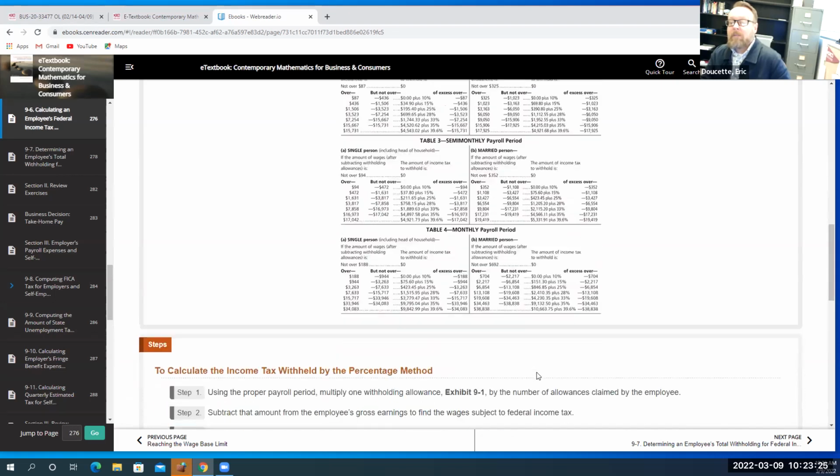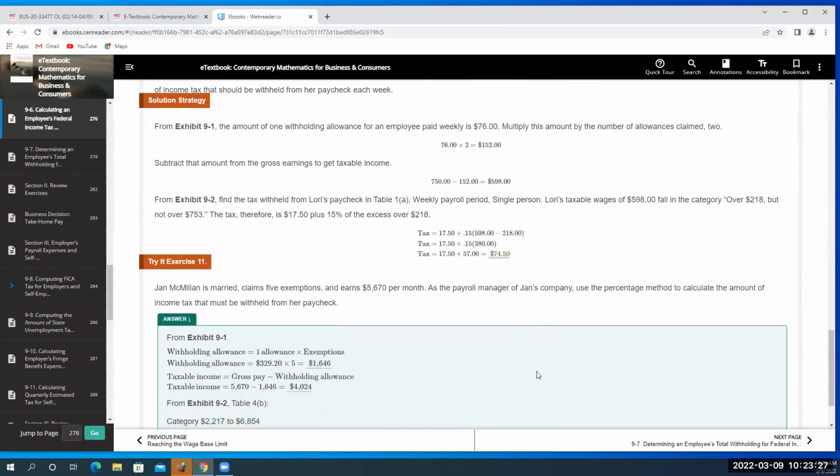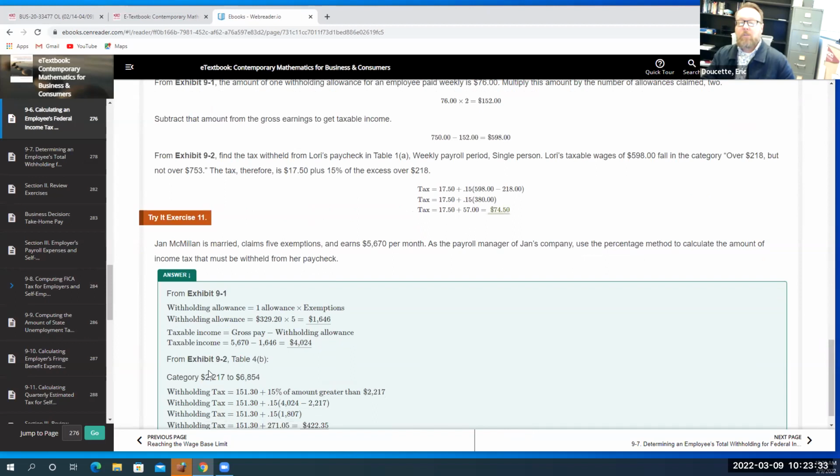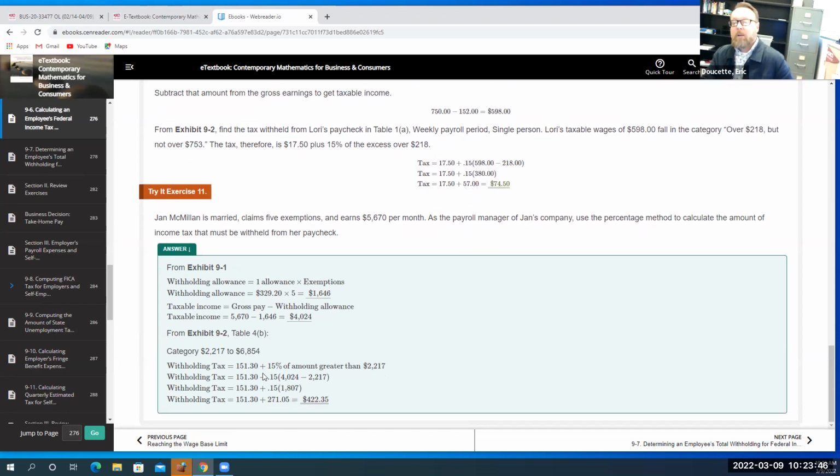Let's scroll back down to the problem again. So here we are, the exhibit. If you can see, that category is going to be between 2,217 and 6,854. So again, $151.30 plus 15% of every amount above 2,217. The way they drew up the problem makes it easy. They put the 151 plus 15%, or 0.15, which is the decimal conversion of 15%, of 4,024 minus 2,217. So that comes out to 1,807.